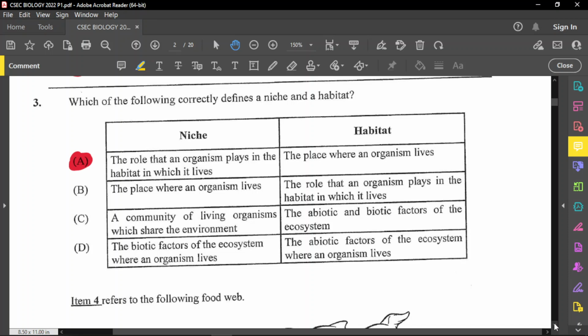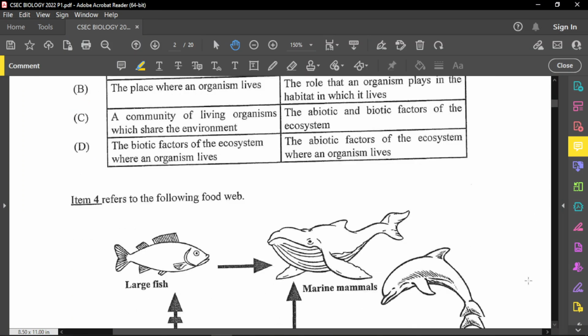All right, for question number 3. And this one reads now, which of the following correctly defines a niche and a habitat? Again, we can just run through this real quick because again, this is a repeat question. And so a niche is a role that the organism will play in the habitat or in the environment. And of course, the habitat is the place where the organism lives. So there's no need to explain that one.